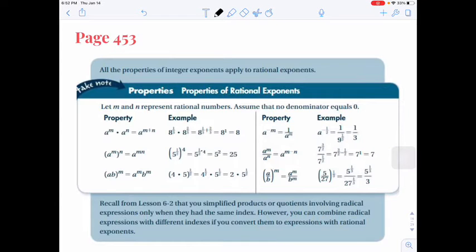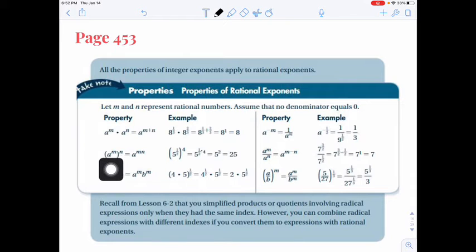Section 6.4, example 4 on page 453: all the properties of integer exponents apply to rational exponents. Let m and n represent rational numbers. Assume that no denominator equals 0. If we have a to the m times a to the n, we get a to the m plus n. For example, 8 to the 1/3 times 8 to the 2/3 is equal to 8 to the 1/3 plus 2/3, which would give us 8 to the first power, or 8.